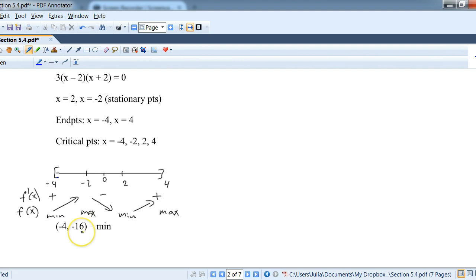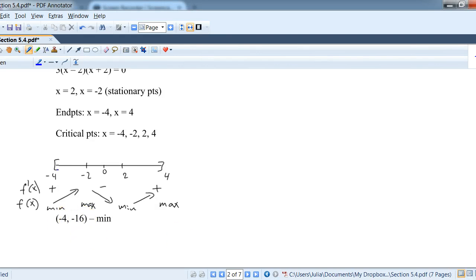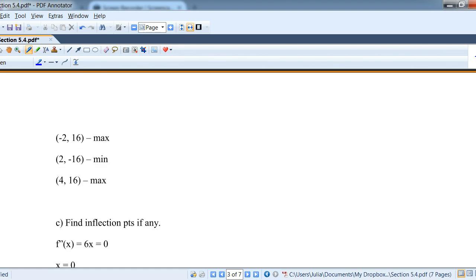You can also put it into y equals 2 as if you were to graph it. You may want to do that anyway to compare your graph, and you can use the table to look at all these points. Sometimes that's easier to do. And so I'm getting negative 16 and positive 16, and so they're alternating between minimum and maximum.